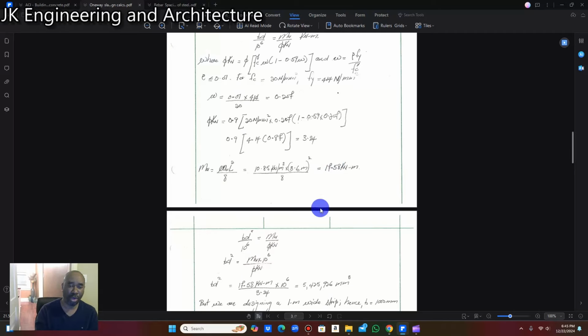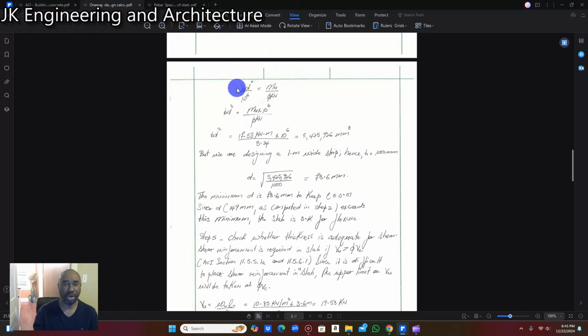So we're going to work out phi Rn now. We're going to solve this formula to work out BD squared, because we want to find out if the thickness of the slab is good enough to limit deflection. One thing I did mention earlier is that when you use the code for the minimum thickness, which is L over 20, once the code is satisfied and your calculation is good, you don't have to do a deflection calculation. I speak to that when I get to the end of the design calculation.